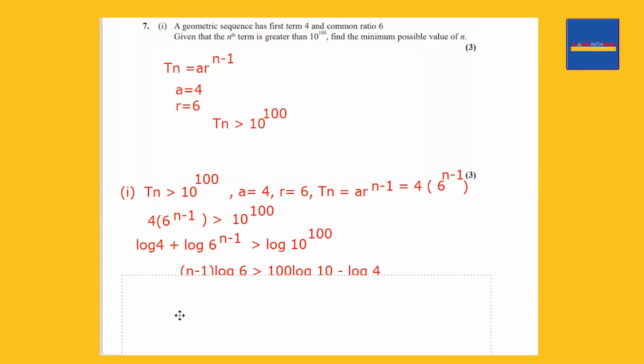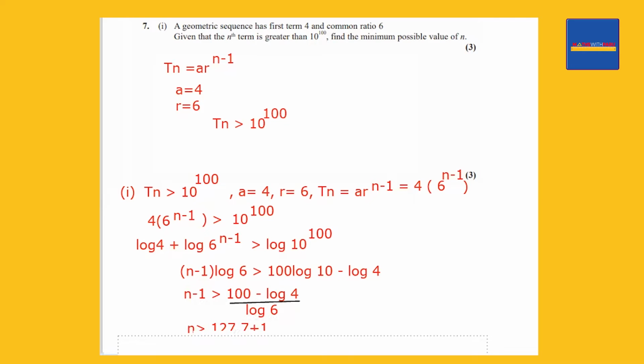Now we have log of 6 to the power n minus 1 can be written as n minus 1 log of 6. And I'm going to take the log of 4 to the other side. So we end up with n minus 1 into log of 6 is greater than 100 log of 10 minus log of 4. Then I'm going to divide both sides by log of 6. And I know that log of 10, base 10, is just 1. So I end up with just 100 minus log of 4 over log of 6.